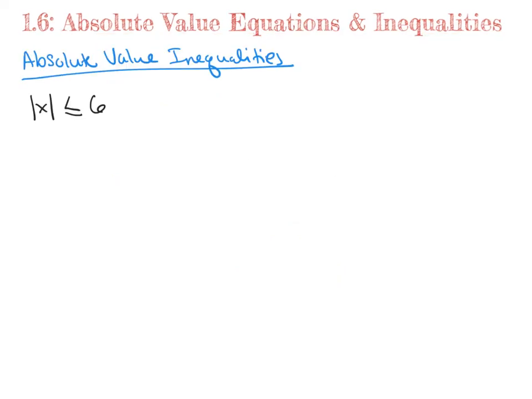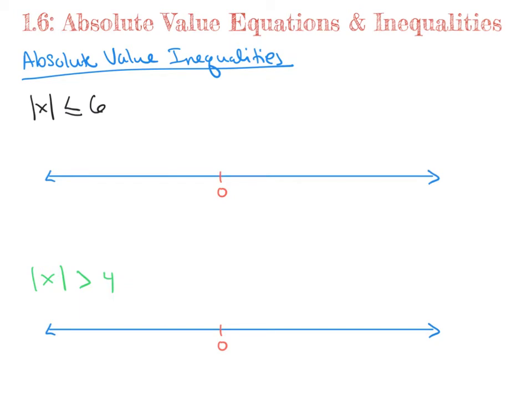So before we do some full worked out examples on absolute value inequalities, I want to show you what pictures of the absolute value of x less than or equal to 6, and then in a few minutes, the absolute value of x greater than 4, look like on a number line. So let me draw a number line up here. There we go.